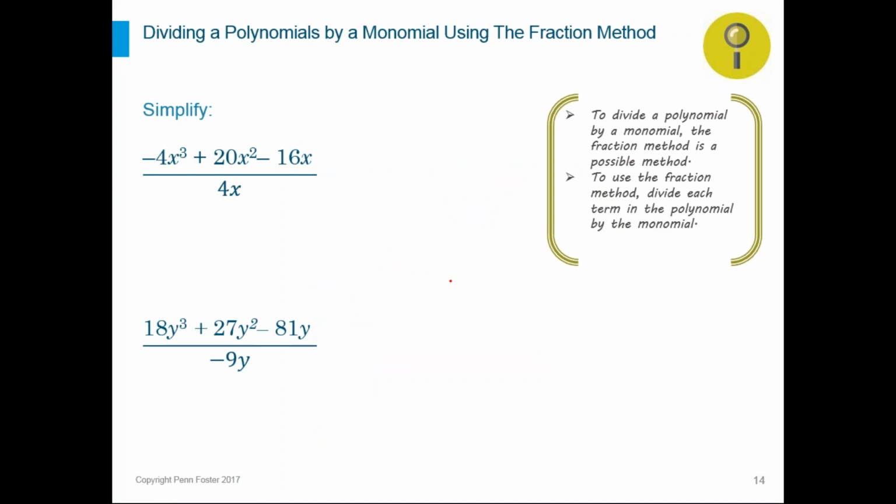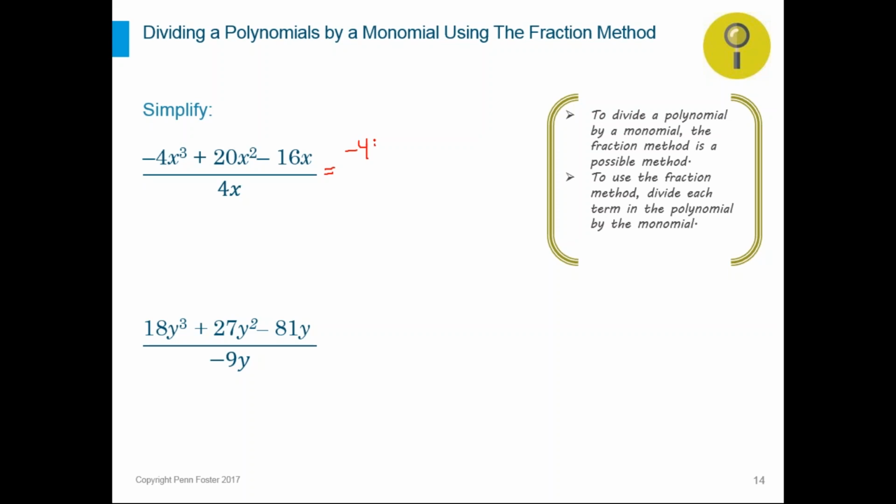Okay, let's look for other types of division. So far we have looked at dividing a monomial over a monomial. What if we have a polynomial over a monomial? What should we do? Well, this is called the fraction method. We call it this way because we're going to end up distributing that denominator over each term on the top polynomial, like this. So I'm going to divide each term over the denominator.